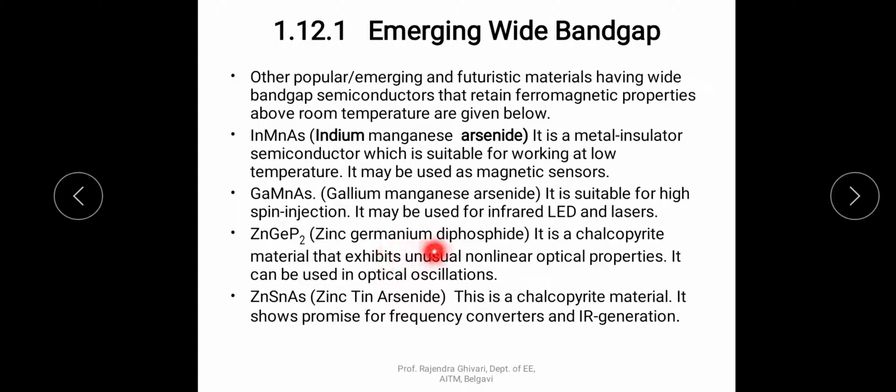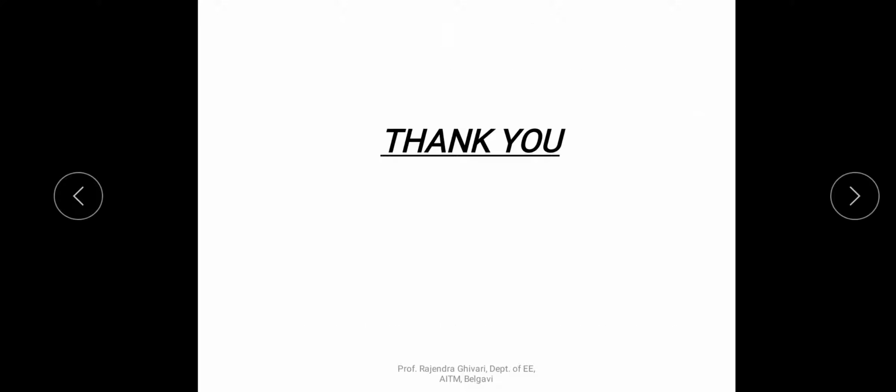Next is zinc germanium diphosphide. Here the material exhibits unusual nonlinear optical properties. It can be used in optical oscillations. The last one is zinc arsenide compounded with tin. It shows promise for frequency converters and infrared generation. So these are the various wide band gap or upcoming futuristic materials which are used in spintronics. Thank you.